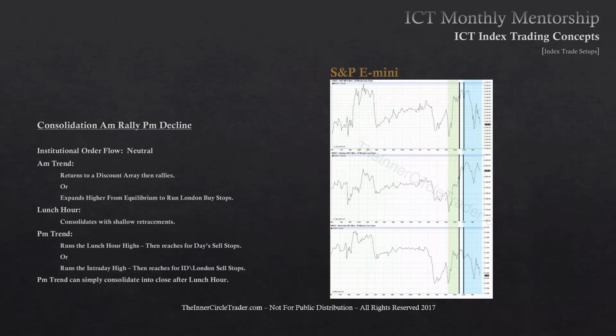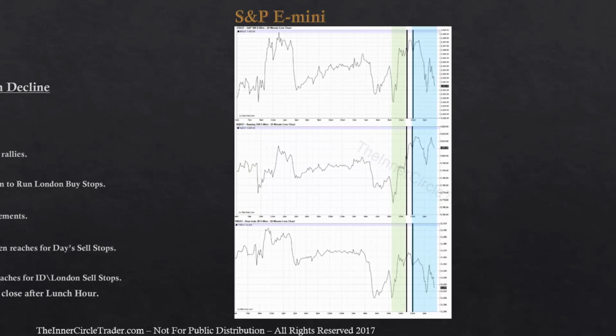All right, so just as an example, just to show you what it looks like again, I'll give you an example of a consolidation AM rally, PM decline. That's what was seen today at the time of this recording. Look at the furthest down chart on the bottom. Okay, it's the Dow, and we can see going into the AM session of June 23rd, 2017, Friday, that the low failed to go lower into the AM session.